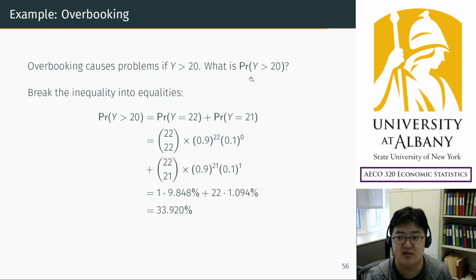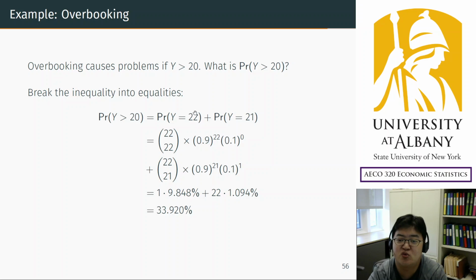What we can do here is, the conclusion is that there is no simple way to calculate a probability defined by an inequality. We have to break the inequality into multiple equalities. In this case, the probability of strictly greater than 20 includes only two cases, 22 or 21. So you have to calculate each case separately.